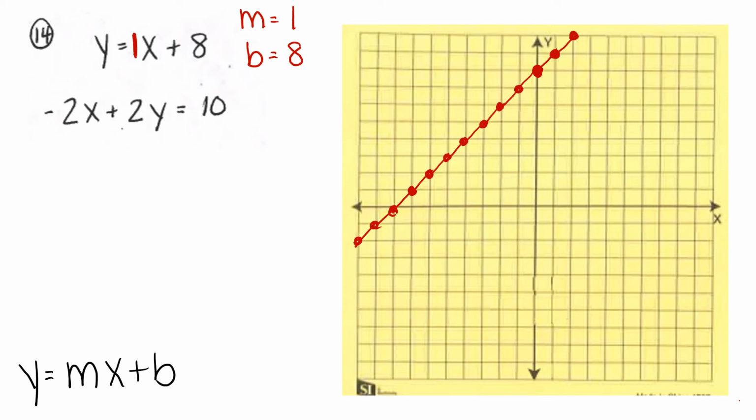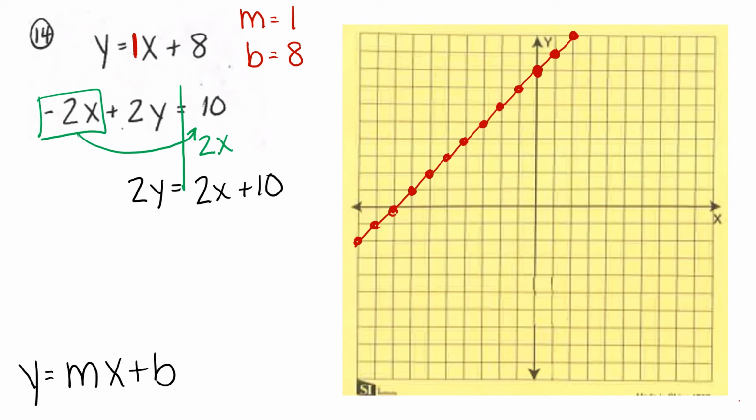Now the second equation, -2x plus 2y equals 10, is not in slope-intercept form. The y value is not in front, the mx is not in the middle, and the +b is not at the end. So we're going to rewrite it. We're going to take our -2x, we're going to do the opposite, we're going to do a +2x. So rewriting it, we have the 2y, we now have a +2x in the middle, and we still have our +10 at the end.